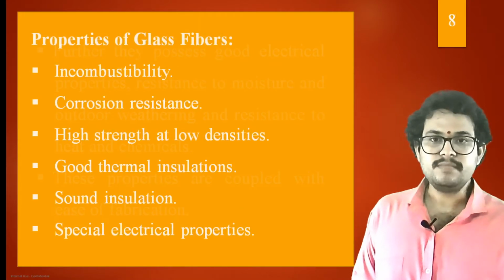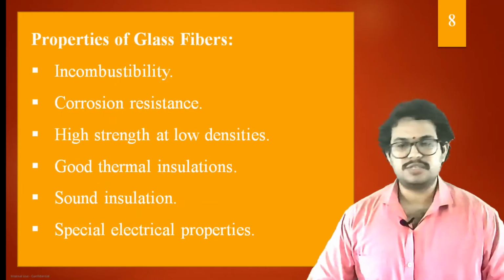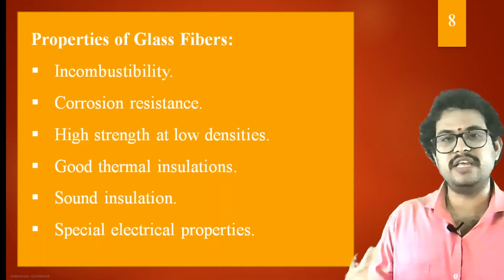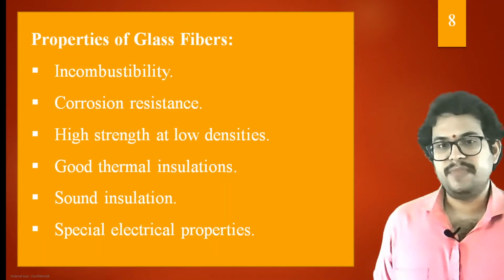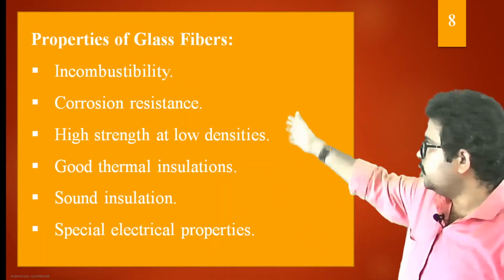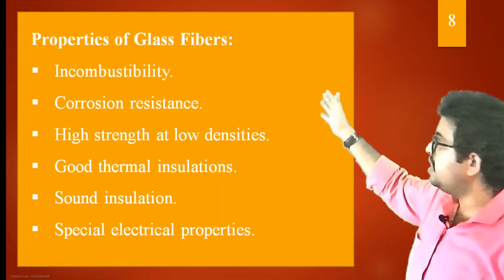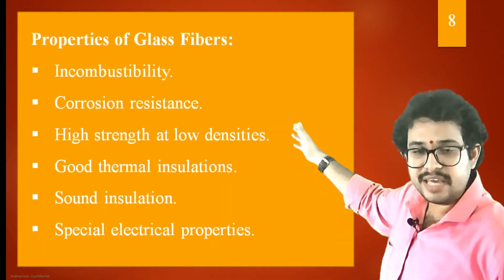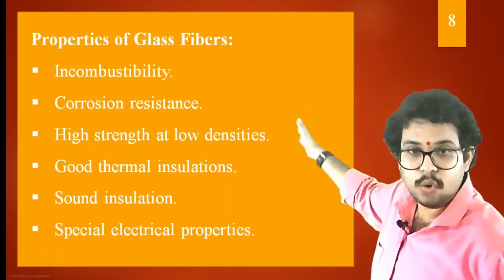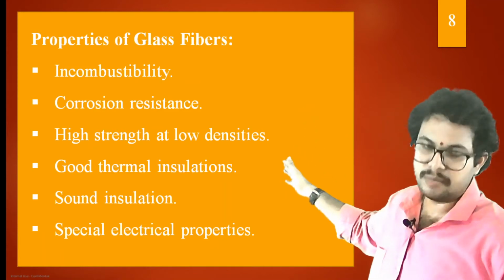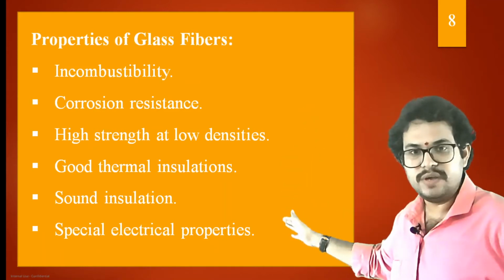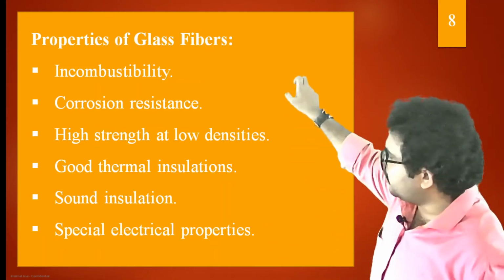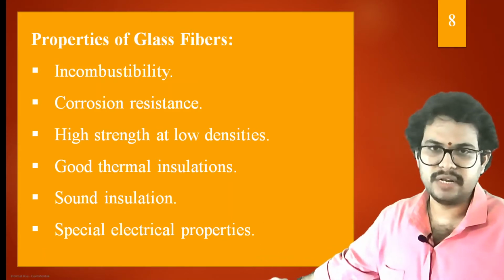Next, properties of glass fibers. We have a lot of properties which can be listed for any glass fiber, and among them I am listing a few here. You can have a look at this. The first is incombustibility, the second is corrosion resistance, the third is high strength even at low densities, the fourth is good thermal insulation, the fifth is sound insulation, and the sixth is special electrical properties. Let me give you a short note about each of these properties.